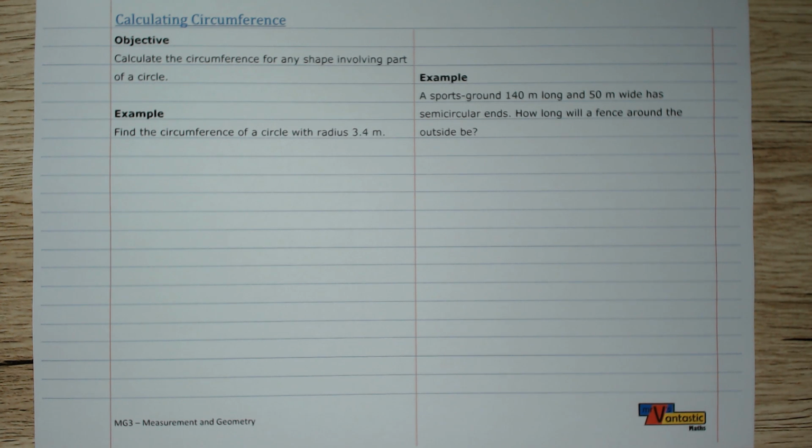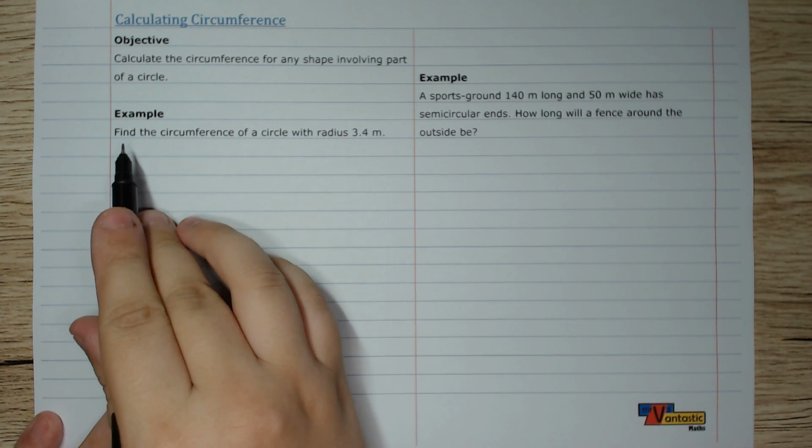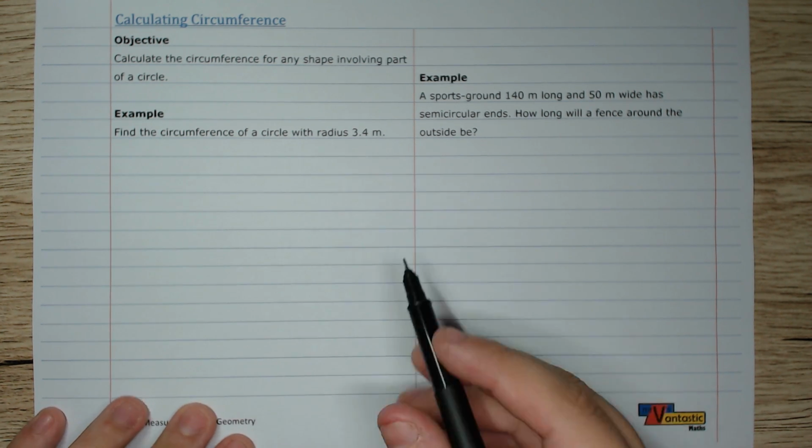Hi, this is Mr. V, and in this video we are going to calculate the circumference for a shape that involves either a whole circle or part of a circle. So let's start simple. Here we have a circle with radius 3.4.